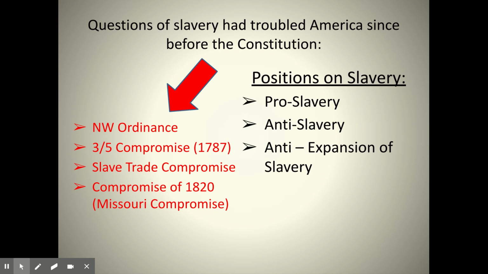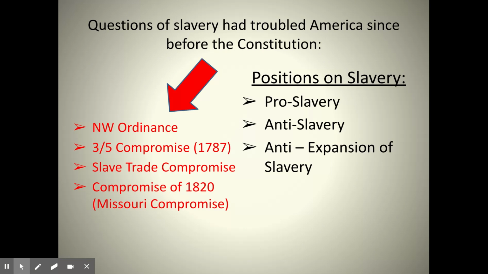Then you have the Slave Trade Compromise. There was a special committee that met together, and Congress had the right to ban the slave trade, but this wasn't until 1800. And so they extended this date to 1808. So this again is part of that question with slavery.